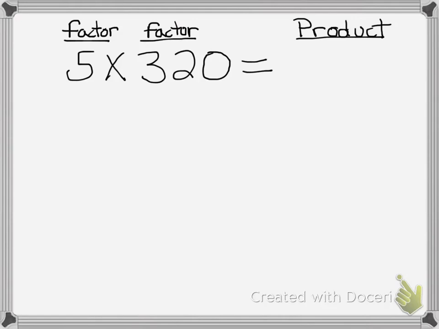So if we're working with a single digit times a multi-digit number, round the multi-digit number to the greatest front end number. And what I mean by that is the greatest place value. If I was going to round to the nearest hundreds, which is the greatest place value in 320, I'm going to change my problem to 5 times 300.